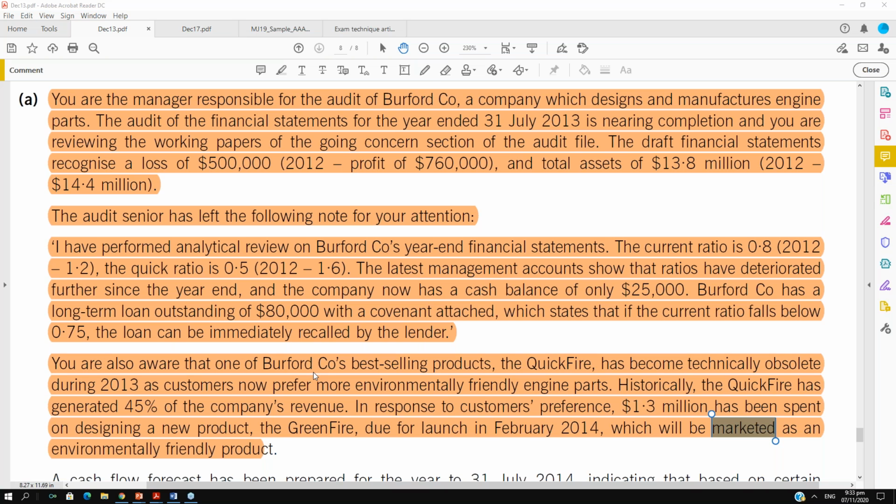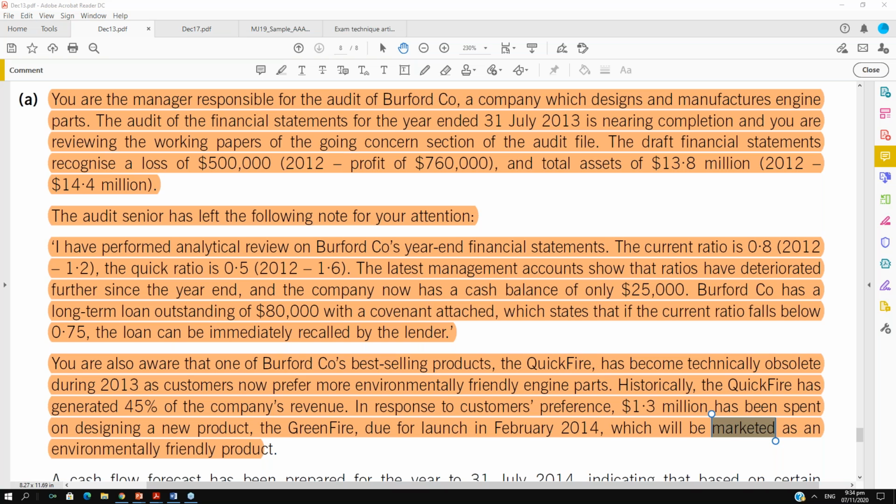Okay, I hope all of you have read it. And you must have identified numerous matters which cast doubt on the going concern status of the Burford company. Right? This is a very typical question. Even if you do the December 18 paper, you will get the same requirement: matters which may cast doubt. So a typical going concern question asks you matters which may cast doubt. Is that clear to everyone?